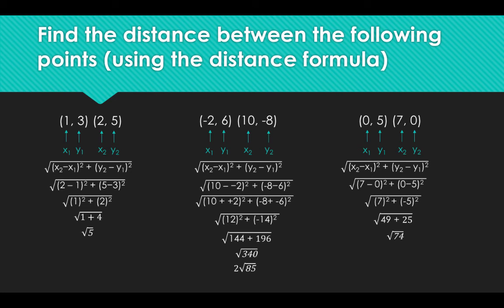And that number does not simplify. There's not a perfect square that's a factor of 74. So I'm done with that problem.